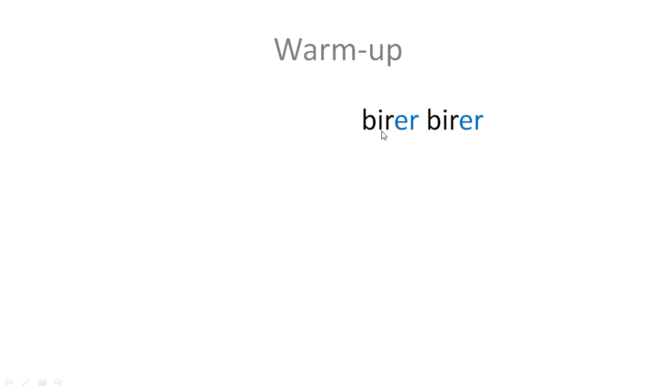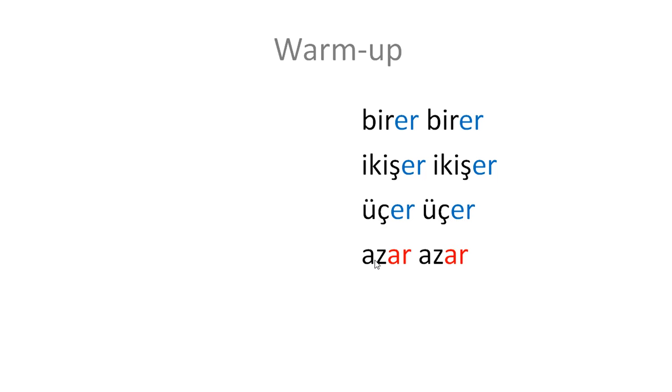If you want, repeat with me. Birer birer, one by one. Say it, good. Now let's see here, two by two: ikişer, ikişer. Now let's see here, üçer, üçer. Alright, this is an adjective word, not a number adjective.